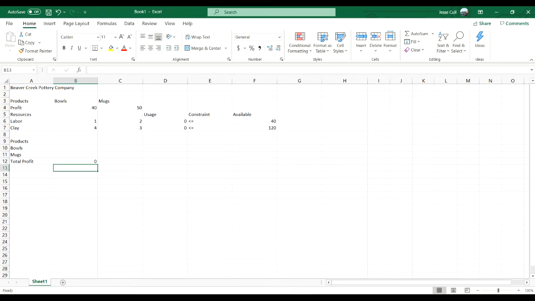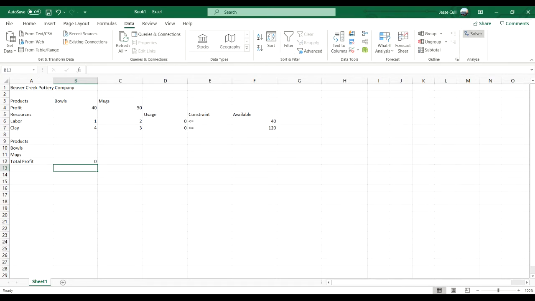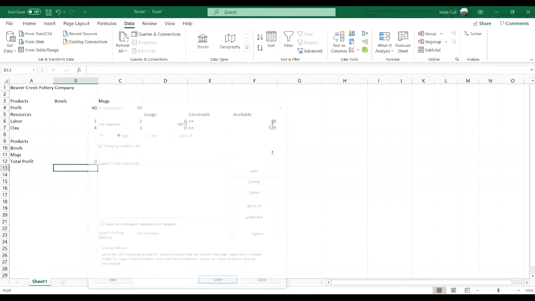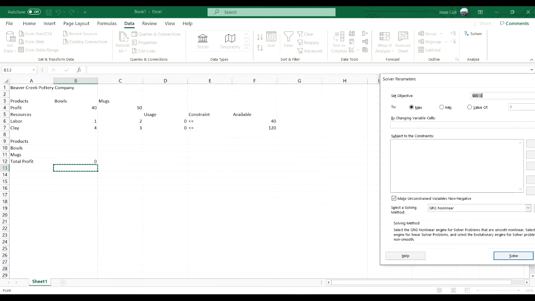Now, as always, we're going to go to our solver function. The solver essentially is used to determine two things and two things only: how many bowls and how many mugs we will produce. That's what we're using solver for. So we click on data, we open our solver window, and that's what we have here.